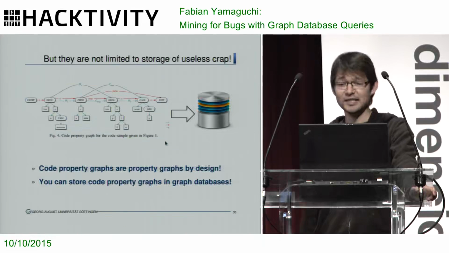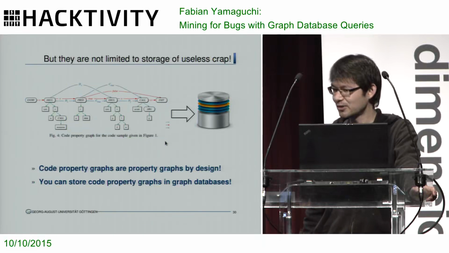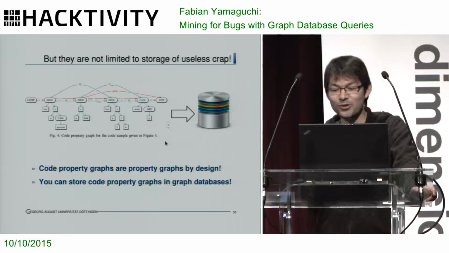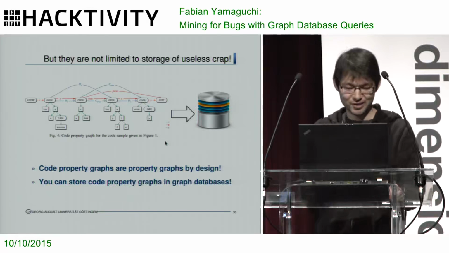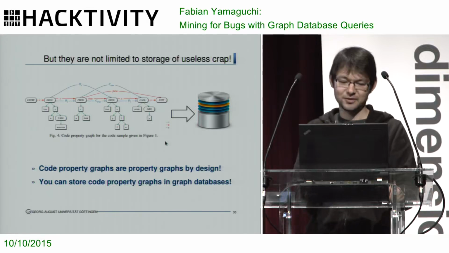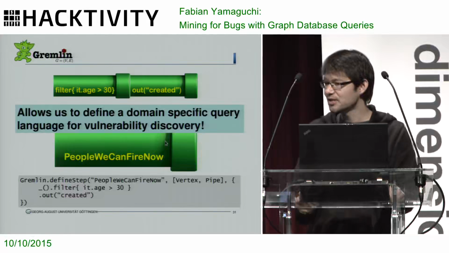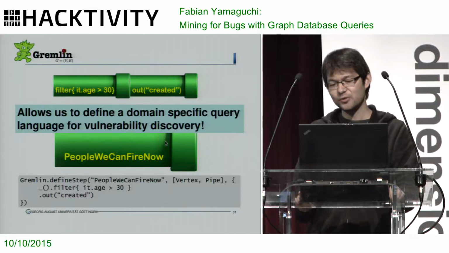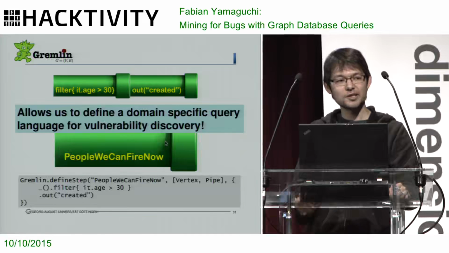Well, the nice thing is you don't have to store useless stuff in graph databases. You can also store, for example, the code property graph in the graph database, because by definition, of course, that's how it was supposed to be built. It is a property graph. Okay? And then once you do that, you can use this stored procedure trick to actually build a domain-specific query language for vulnerability discovery, where you encode all of your ideas of what kind of things you would like to check for.